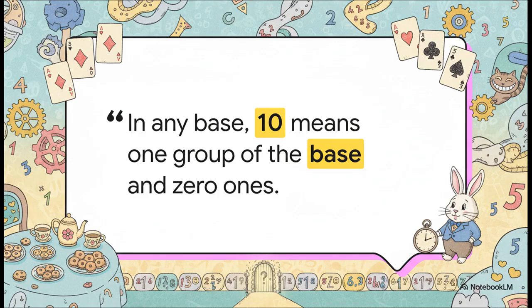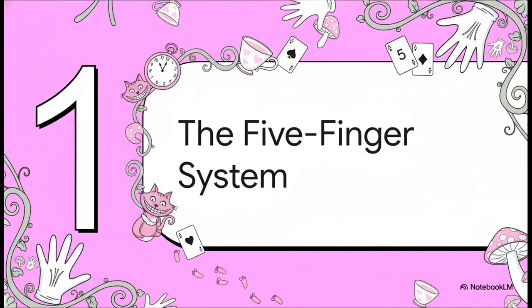So, in our normal world, our base is 10. But what happens if we decide to change the size of that group? To figure that out, let's jump into a totally different system. And this one is actually super intuitive because it's connected to something we all have. We're going to explore a system built entirely around the number 5.